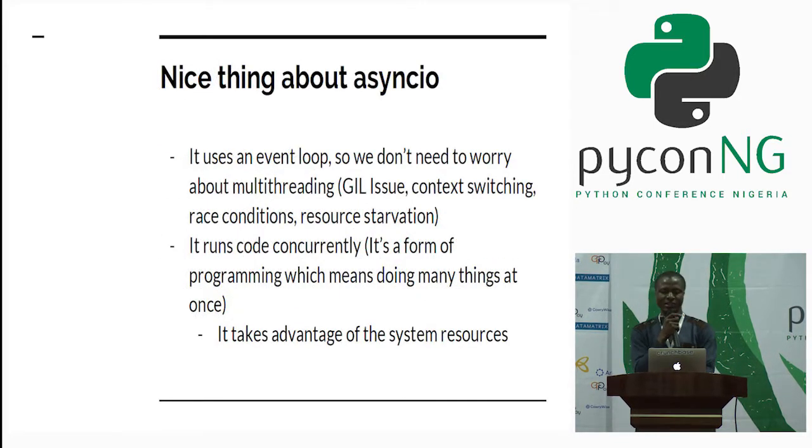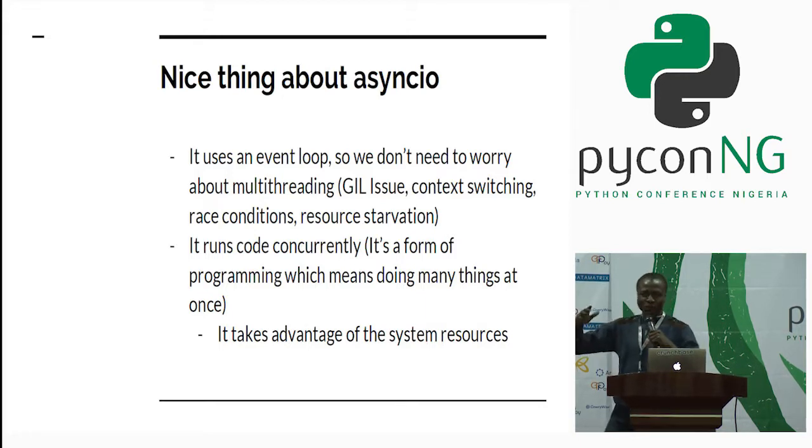So what are some of the nice things about asyncio? It uses an event loop, so you don't need to worry about multi-threading. And we know some of the challenges multi-threading has. The code is very difficult to write, and then you have to deal with the global interpreter lock for Python, and then race condition issues and resource starvation.